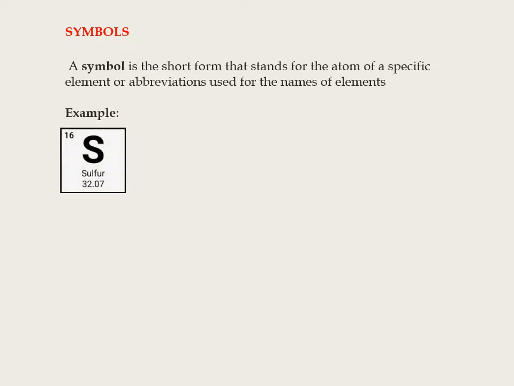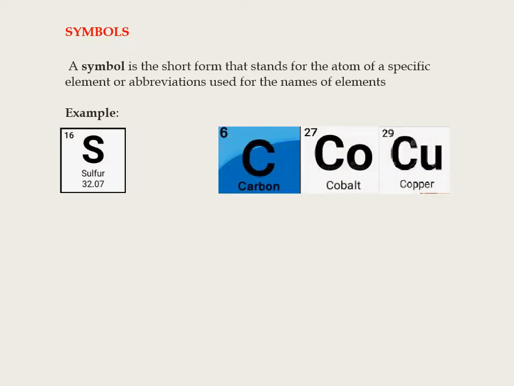However, when first letter of more than one element is the same, the elements are denoted by two letters. The first letter is written in capital while the second one is written in small. Example: carbon, cobalt, copper, calcium, cadmium, chromium, and chlorine are elements whose first letter is C. Therefore, only carbon is denoted by symbol C. Cobalt is denoted by two letters Co. Copper is denoted by two letters Cu, taken from Latin name cuprum, and so on.